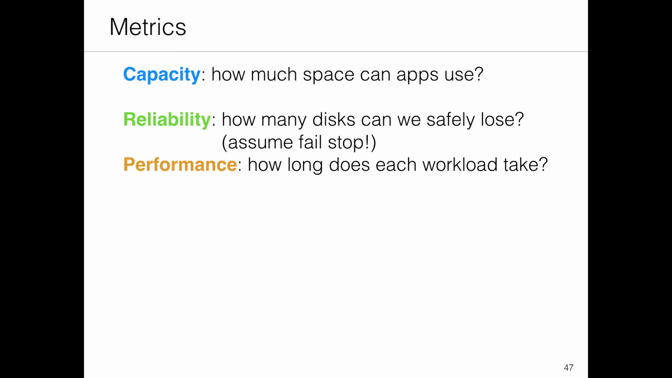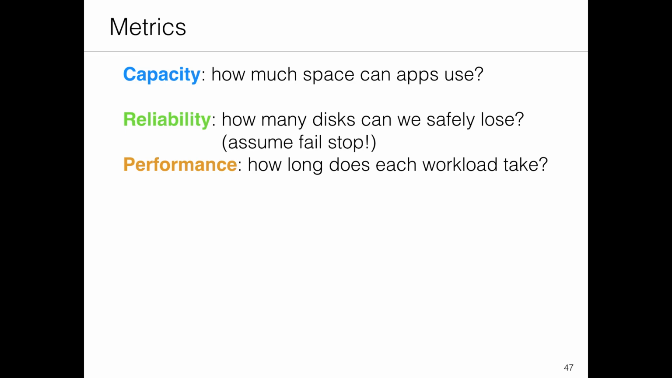And the second question is, how many disks can we safely lose? Is this proportional to the number of disks, or is this independent of the number of disks? Or it depends? In systems, most of the answers are it depends. You should remember that. We're going to assume one particular type of fault, which is called fail stop, which is that a disk either works or it doesn't work, and you also know whether it's working or not. That's the one simple type of fault that we can assume.